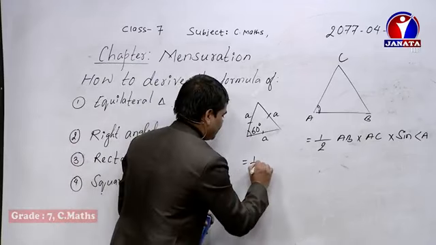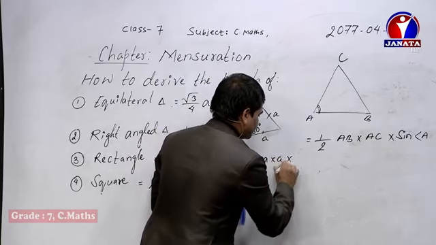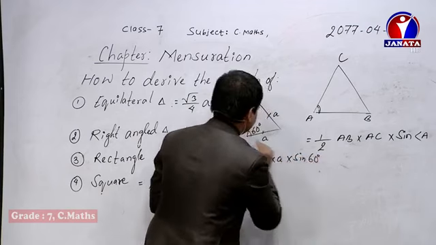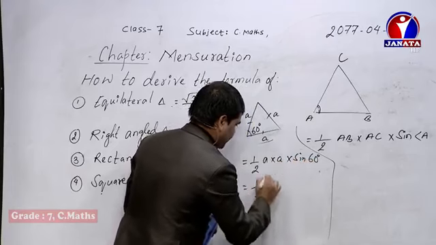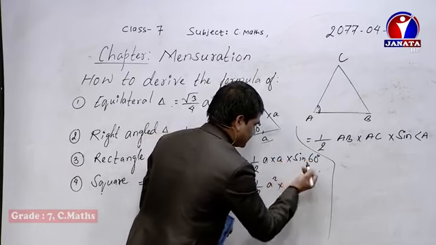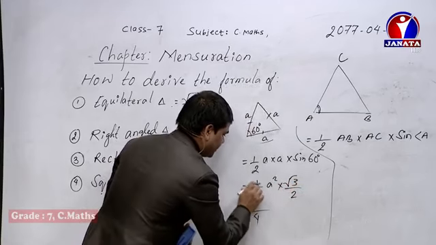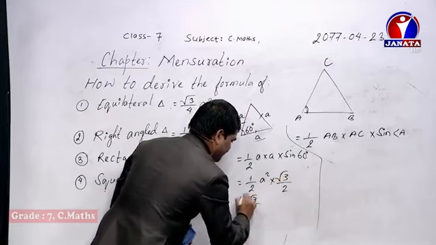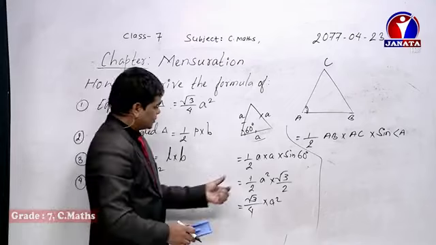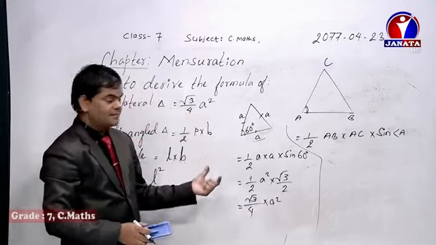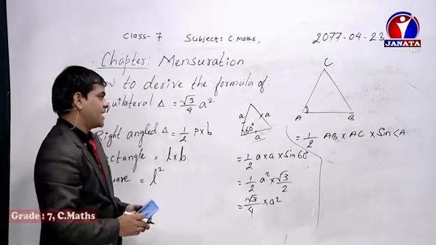In this way, 1 by 2 a into a, multiplied by sine of the middle angle, which in an equilateral triangle is 60 degree. So 1 by 2 a into a square into sine 60 degree, whose value is root 3 by 2. 2 2s are 4, then 1 into root 3 up top, and then a square. The variable is a square. So in this way we found the formula root 3 by 4 a square as the area formula of an equilateral triangle.